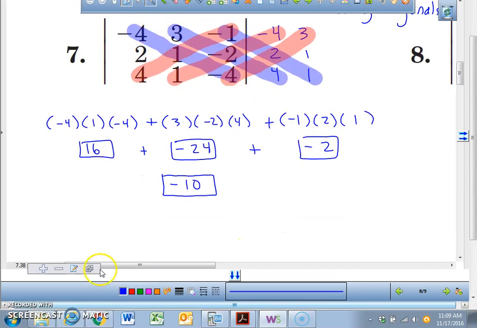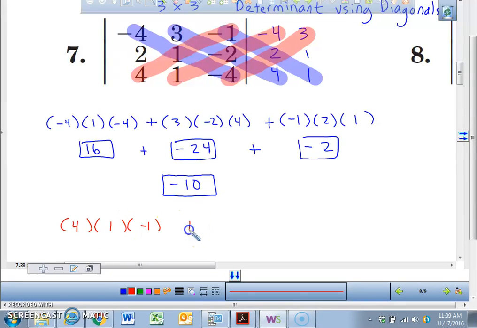There we go. Now in red, I'm going to take a 4, a 1, and a negative 1, and I'm going to multiply those guys all together. So we have a 4, we've got a 1, and we've got a negative 1. Then I want you to add a 1 times a negative 2, my apologies, negative 2 times negative 4, plus the product of negative 4 times 2 times 3.